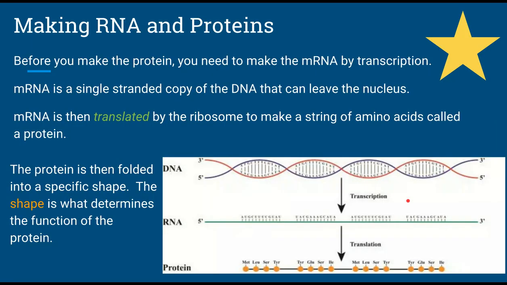Okay, so the steps in making a protein. First, you're going to make the mRNA, and this is by a process called transcription. The mRNA is a single-stranded copy of the DNA that can leave the nucleus. So the DNA is always in the nucleus, but the mRNA can get exported out of the nucleus, where it gets turned into a protein. Then the mRNA is translated by the ribosome.